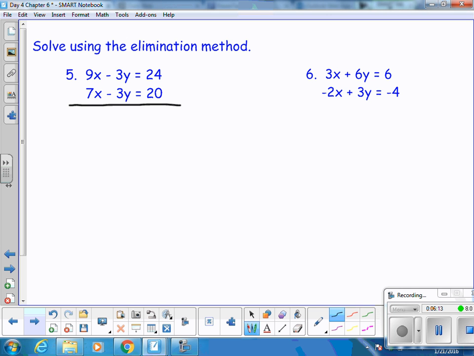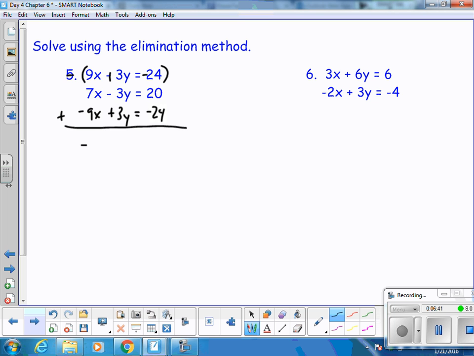I like to go ahead and multiply by negative, switching all of these to the opposite of what it is. Helps me keep track of the negatives, but you can do either way. It'll be just fine. So that being said, my first equation, if I multiply everything by negative 1, it becomes negative 9x plus 3y equals negative 24. And I go ahead and add these.